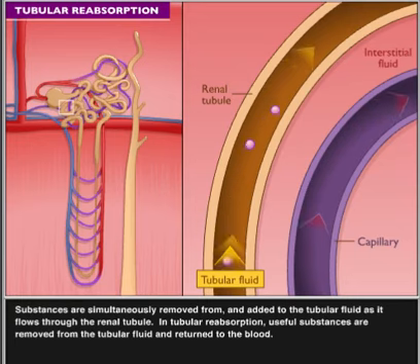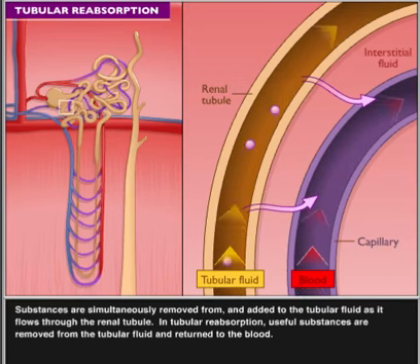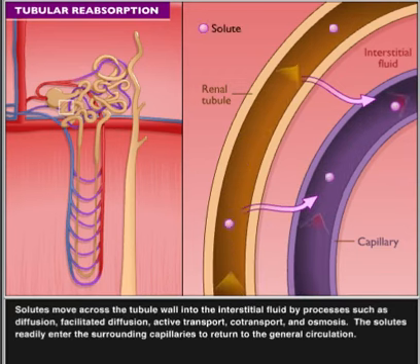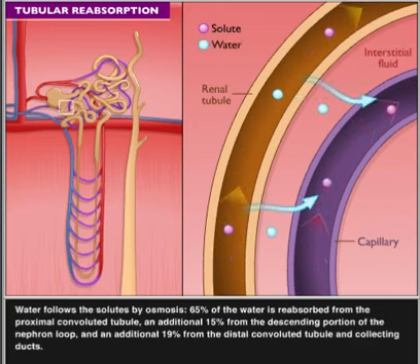In tubular reabsorption, useful substances are removed from the tubular fluid and returned to the blood. Solutes move across the tubule wall into the interstitial fluid by processes such as diffusion, facilitated diffusion, active transport, co-transport, and osmosis. The solutes readily enter the surrounding capillaries to return to the general circulation. Water follows the solutes by osmosis.